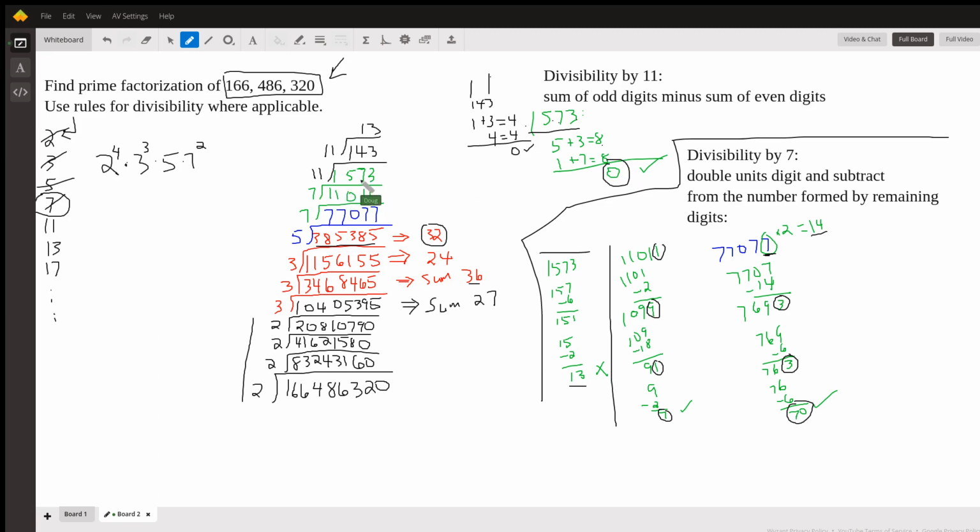So 11 into 1573 gives me 143. And then here's the test for 143. Add up the odd digits, 1 and 3 is 4. The even digit is 4. Subtract, I get 0. So 11 must go into 143.